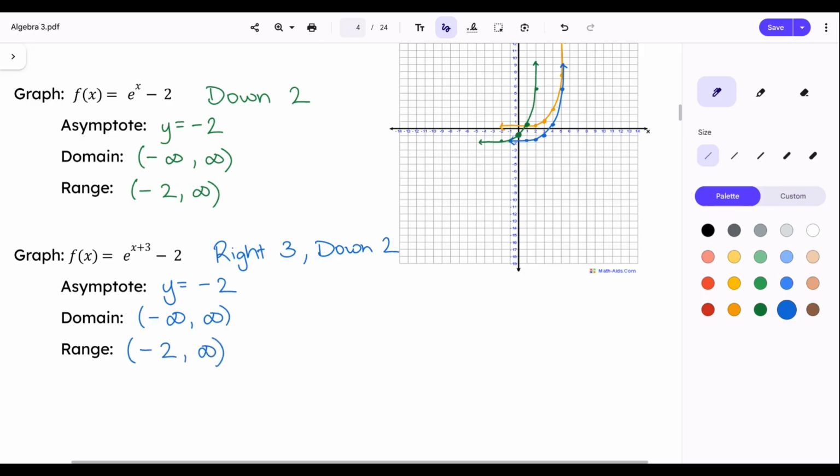Very good. All right, any questions on how we would graph something with the e?